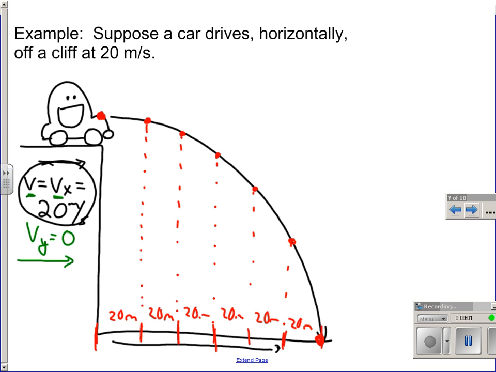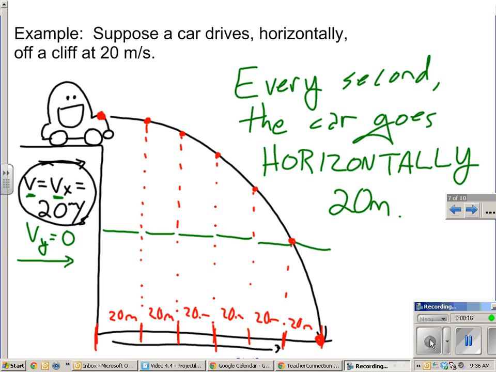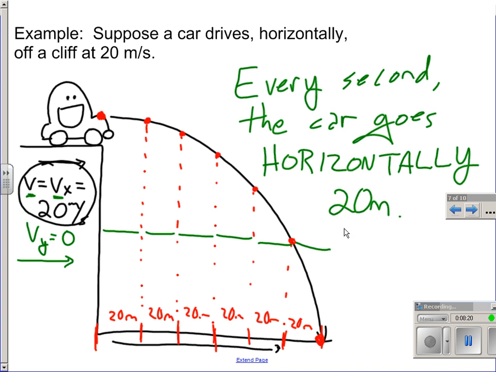Okay, so these lines, because I drew this by hand, it doesn't really look like it, but 20 meters, 20 meters, 20 meters, 20 meters, 20 meters, 20 meters. All right, the car goes horizontally 20 meters every second. Dang it. I am determined to underline that. There we go. All right? That's what the first rule tells us.